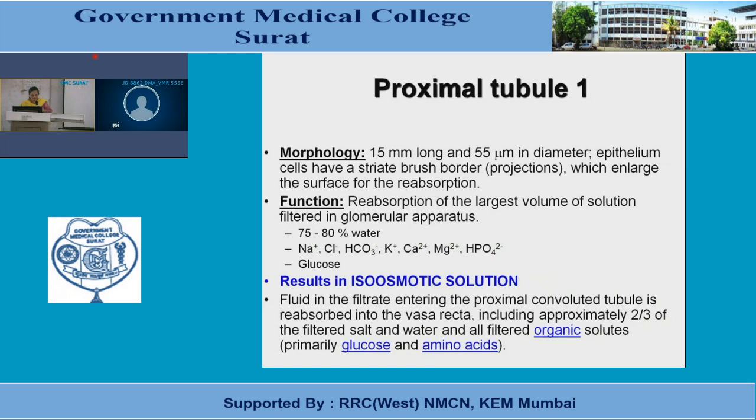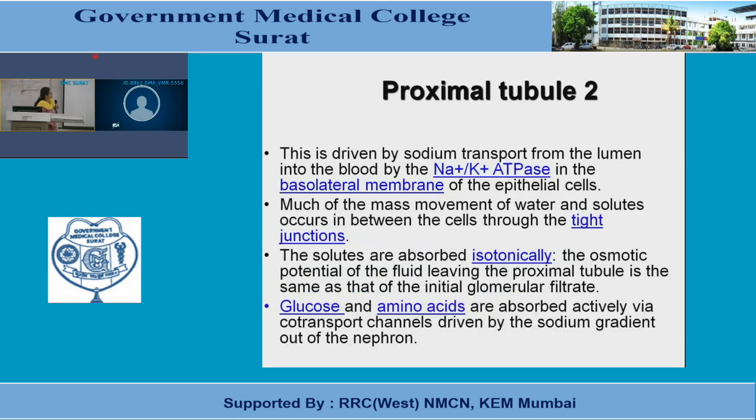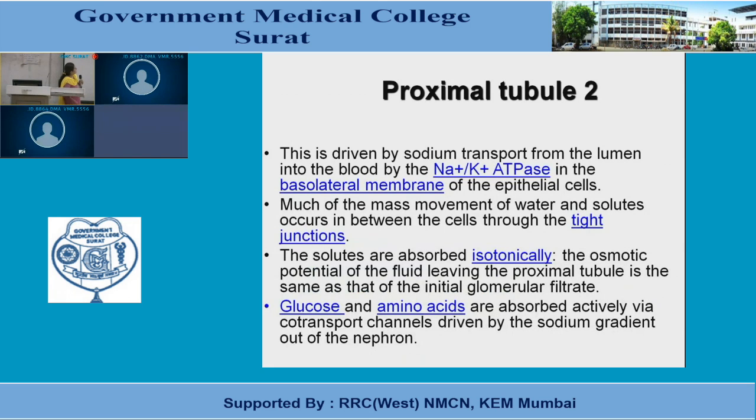Next we go to the different transport mechanisms, like the sodium ATPase in the basolateral membrane, and there are tight junctions. All this causes absorption of glucose, amino acids, and the different ions along with water.